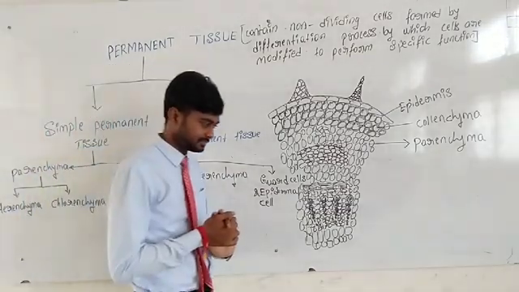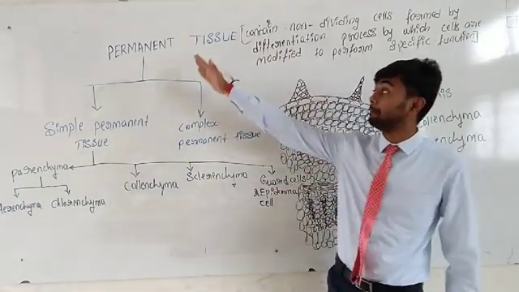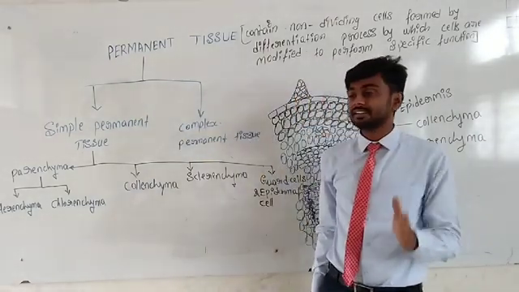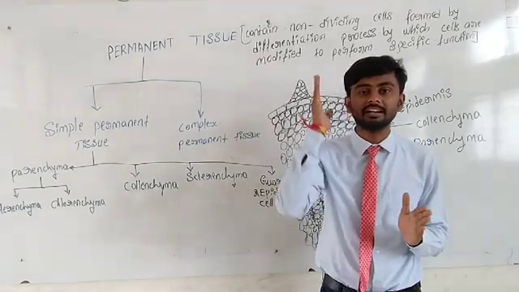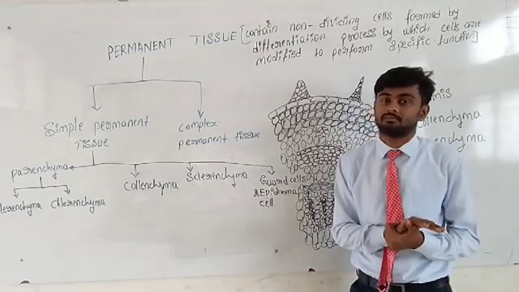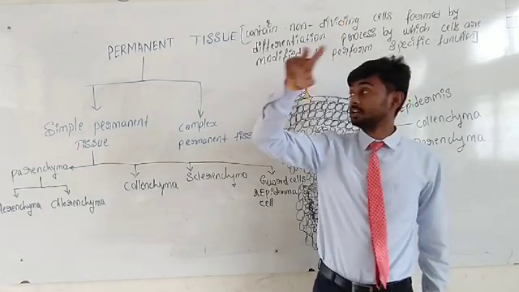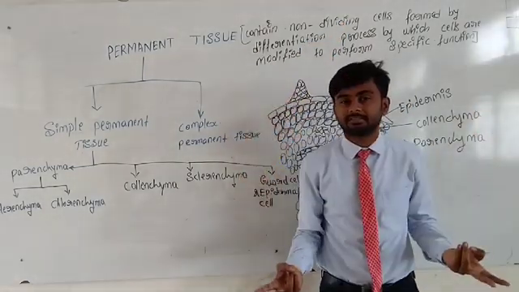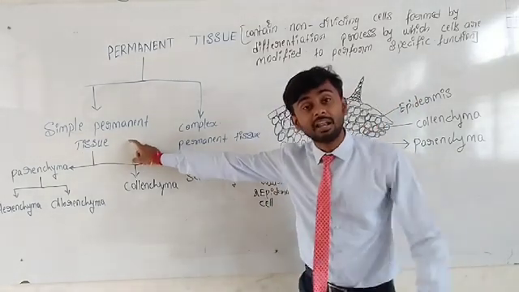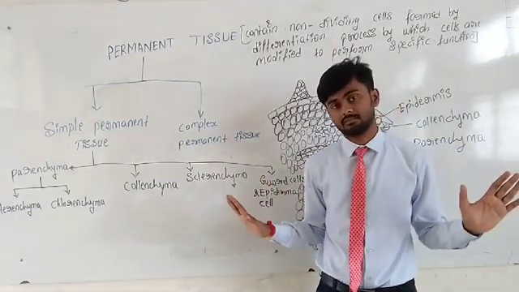So again, it's very important. Listen to me carefully, students. The permanent tissues again can be divided into two types. One is the simple permanent tissues. Second one is the complex permanent tissues. Permanent tissue is a type of plant tissue, and it can be divided into two types: simple permanent tissues and complex permanent tissues.